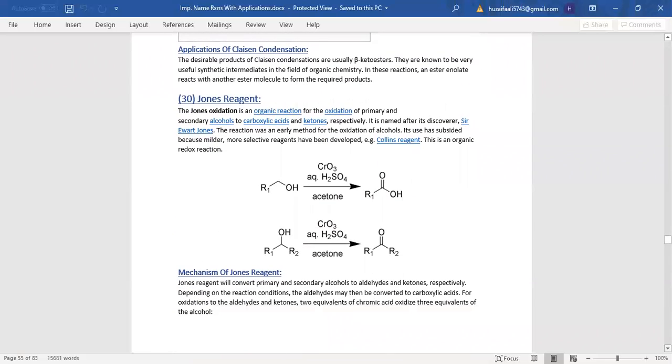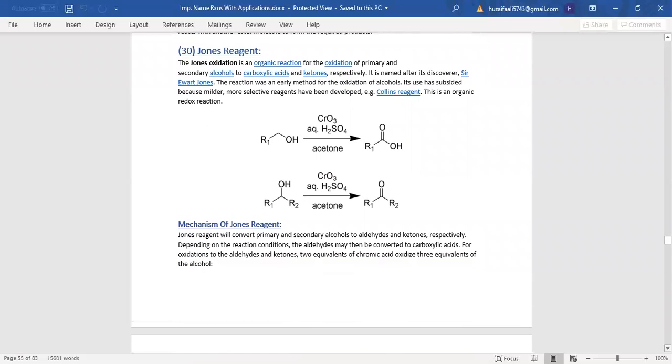Applications. The desirable products of Claisen condensation are usually beta-keto esters. They are known to be very useful synthetic intermediates in the field of organic chemistry. In these reactions, an ester enolate reacts with another ester molecule to form the required product.